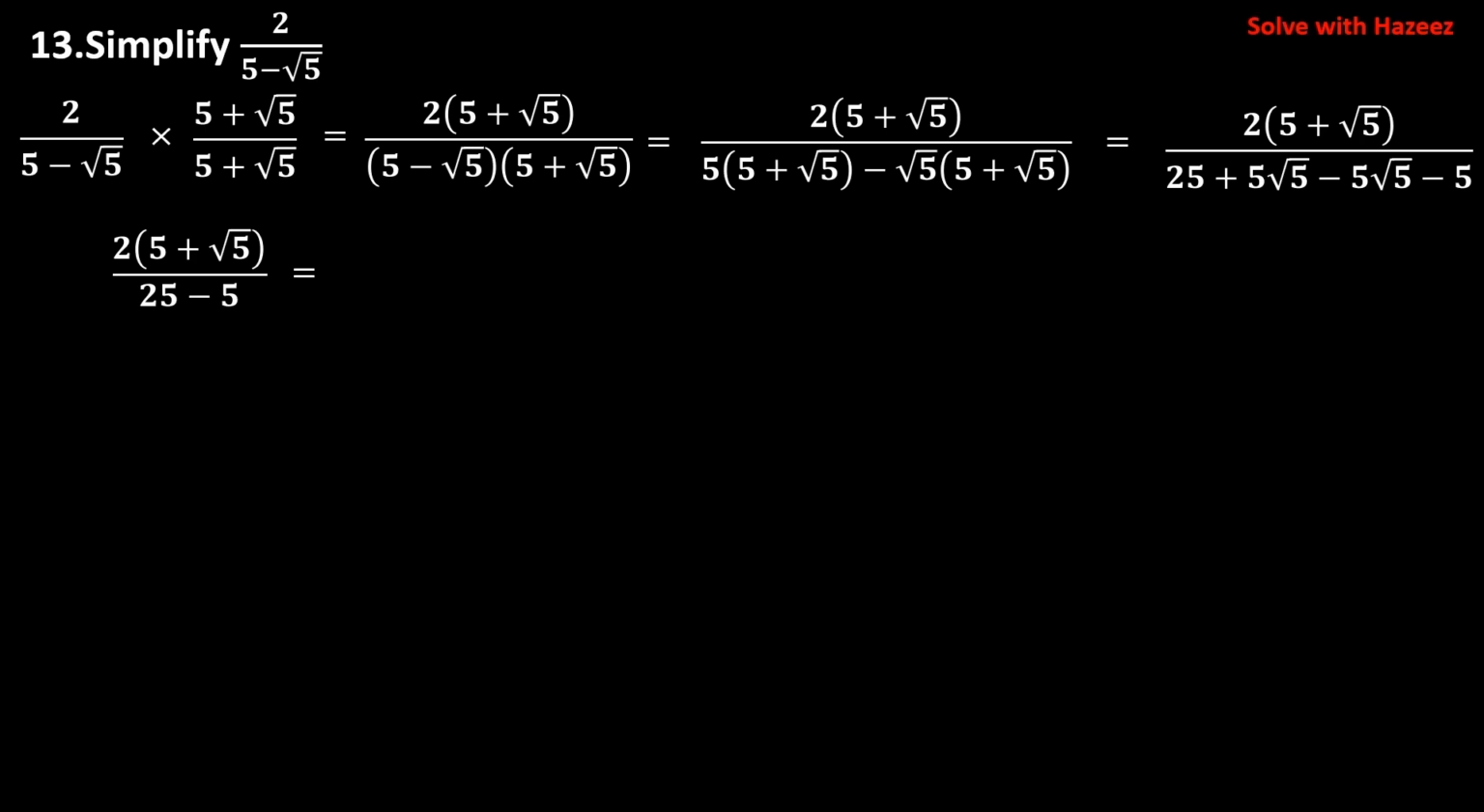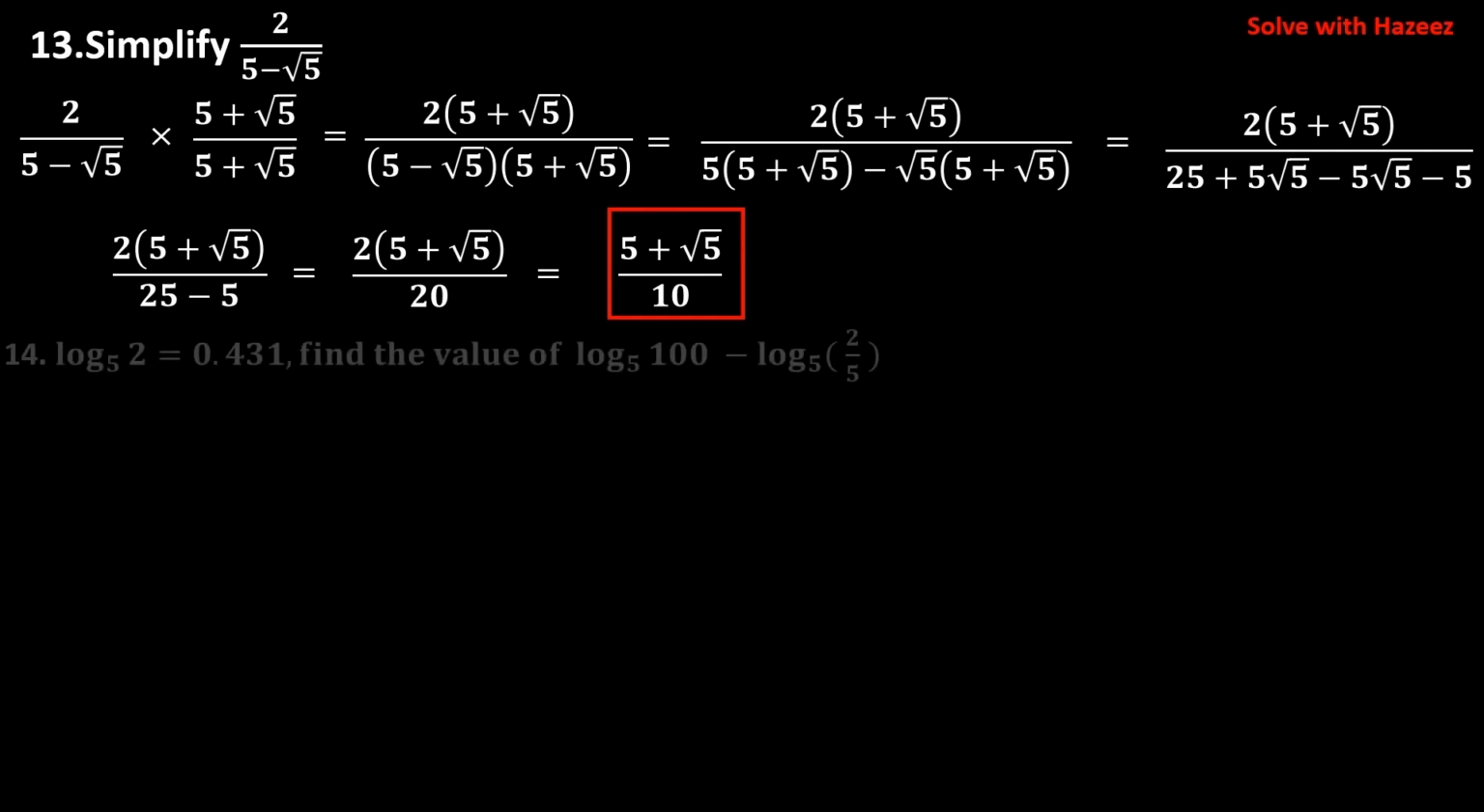So now simplifying further, we'll be having 2 open bracket 5 plus root 5 all over 25 minus 5, that's 20. And 2 can divide 20, so we have 5 plus root 5 all over 10, and that's the answer for number 13. So moving up to question number 14, we have log 2 base 5 is equal to 0.431.